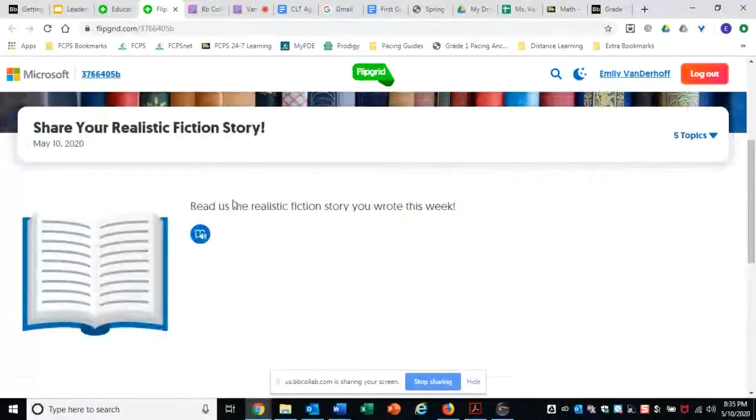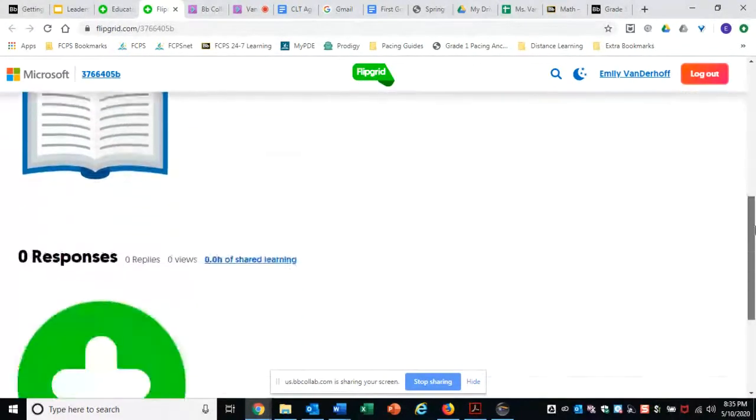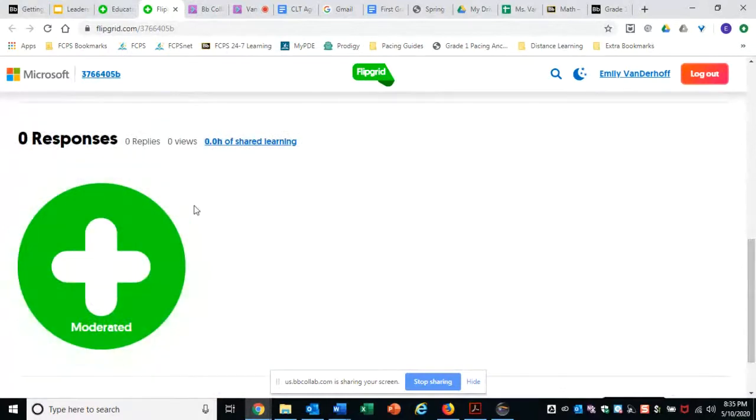And this one says, share your realistic fiction story. So it says, read us the realistic fiction story you wrote this week. And down here, we know how to do it. You're going to press the plus sign. It says moderated here because I'm going to be checking over your stories before we share them. So after you share your story, I'll just read through it and click approve, and then everyone else will get to see it too. So you'll press the plus sign here, you'll read your story to the class, and then after I check it over, everyone's going to get to listen to and hear your story.